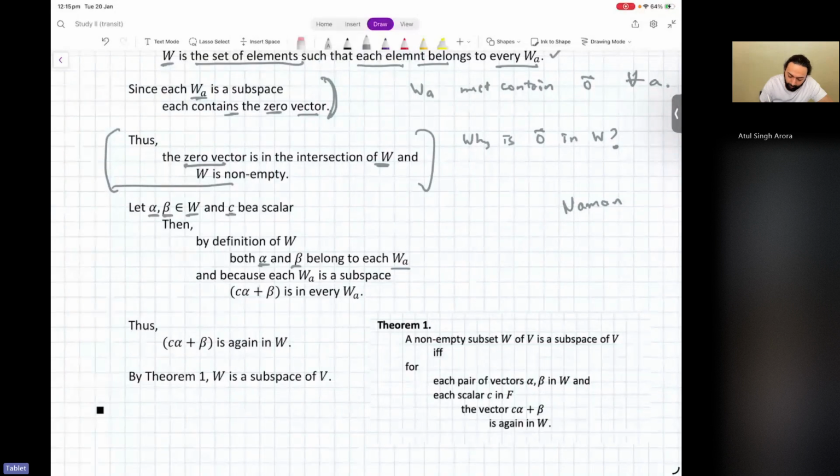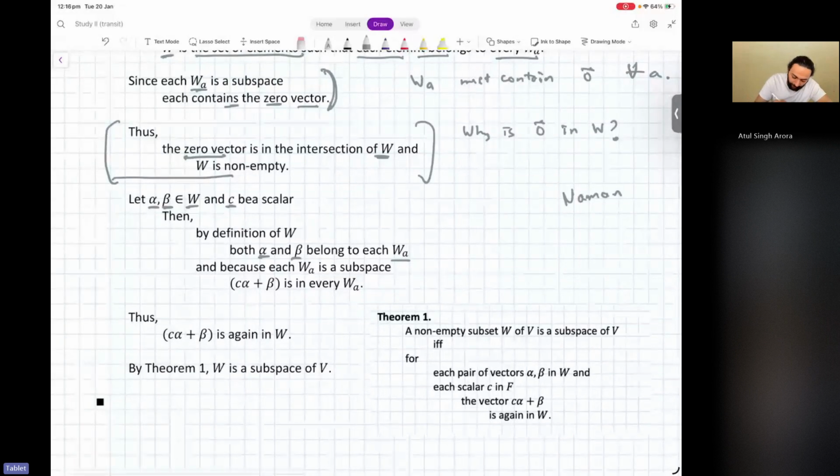Is that okay? Naman? Yeah, you can stay unmuted until we finish the proof. So basically I can gauge whether you're following or not. Otherwise, it's very difficult for me to know whether I'm going too fast or not. Okay, sir.